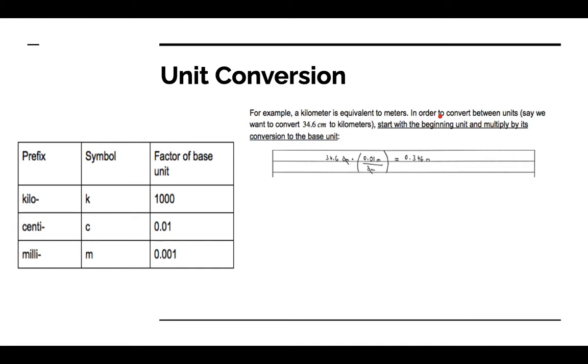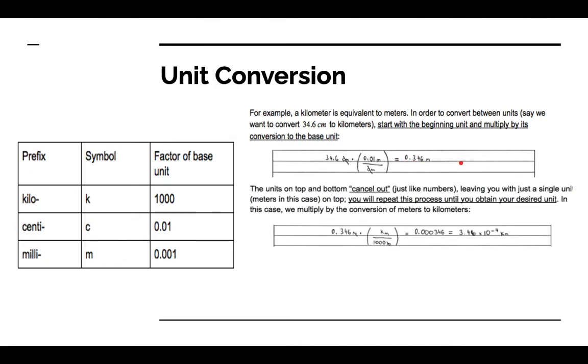So in order to convert between units, say we want to convert 34.6 centimeters to kilometers, we start with the beginning unit and multiply by its conversion to the base unit. So 34.6 centimeters, we convert to the base unit, which is meters in this case. So we're going to have 0.01 meters in a centimeter. Or another way you could write that is that in 1 meter we have 100 centimeters. Both are equivalent. So as a result, we get that 34.6 centimeters is equal to 0.346 meters. So the units on the top and the bottom are going to cancel out, just like numbers, leaving us with a single unit, meters in this case.